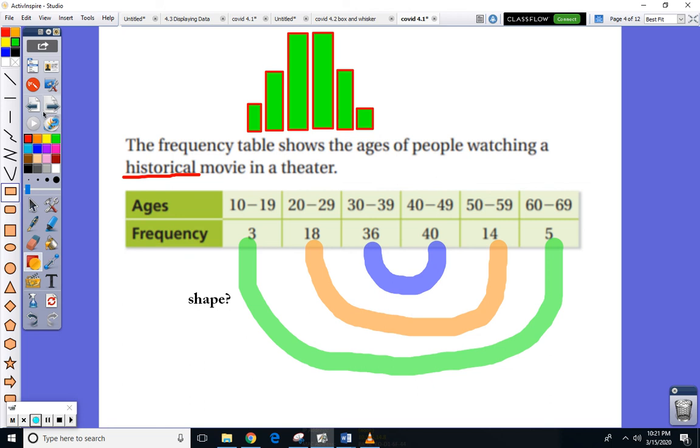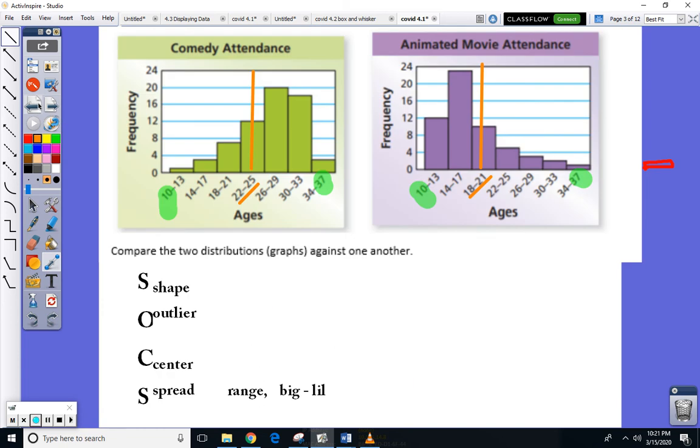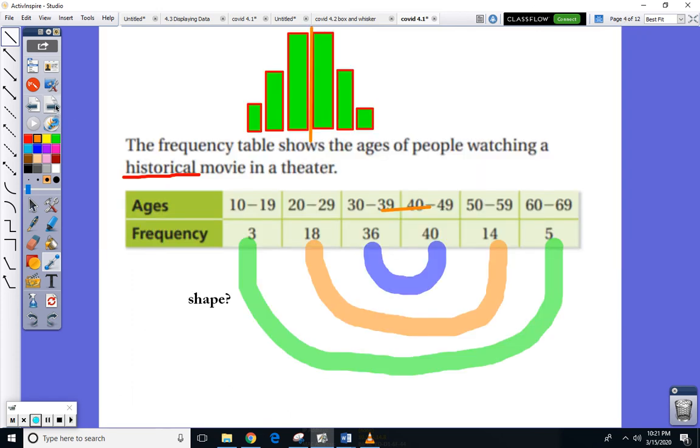Now, where would the center be? Since this is symmetric, where would the center be? The center is somewhere in the middle. So the center is somewhere around here, so about 40 years old. So the center is way bigger than these ones. Way bigger than 25, way bigger than 21. And that makes sense, because these are historical movies.